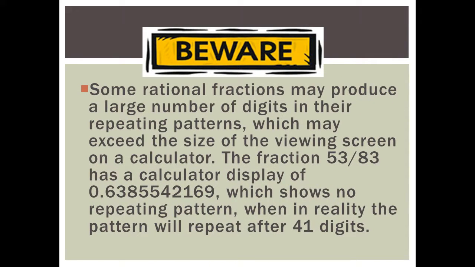Some rational fractions may produce a large number of digits in their repeating patterns, which may exceed the size of the viewing screen on a calculator. The fraction 53 over 83 has a calculator display of 0.6385542169, which shows no repeating pattern, when in reality, the pattern will repeat after 41 digits.